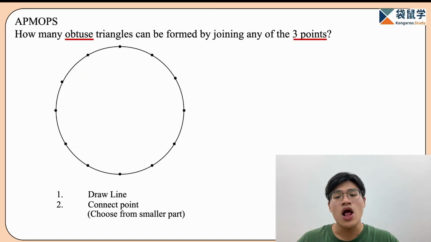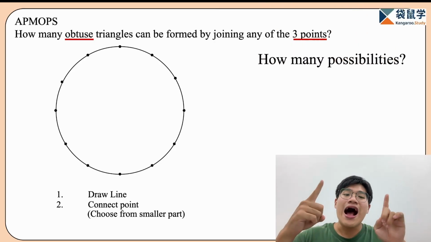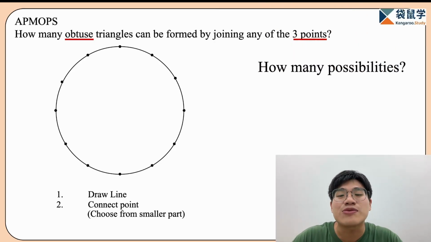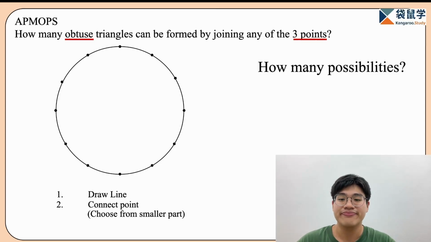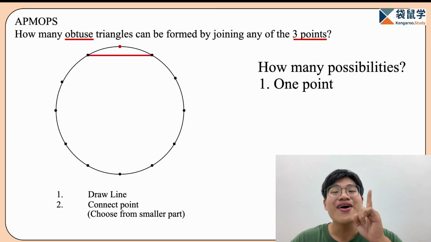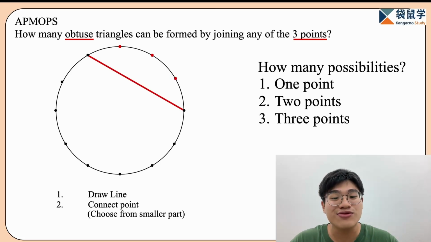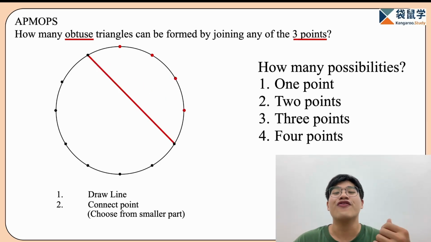Now we know how to draw the triangle. I want to ask, how many possibilities we have here? First we can have 1 point on the smaller part of the circle. And there's 2 points at the smaller part of the circle. And 3 points, and then 4 points.